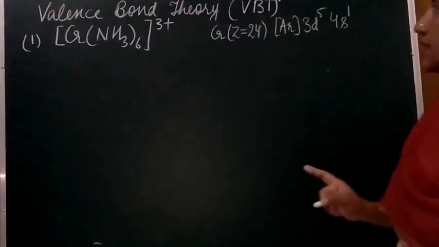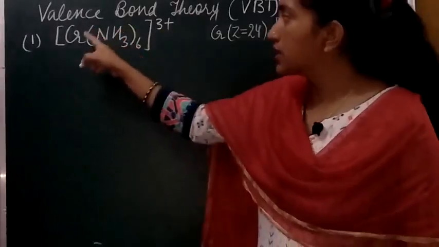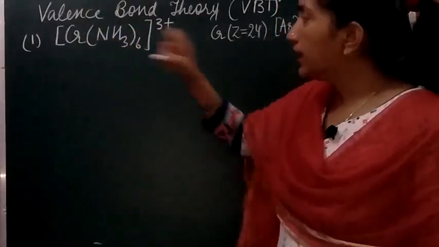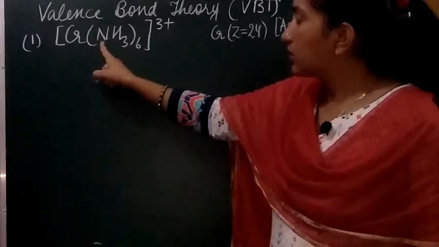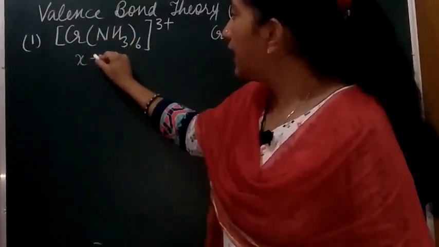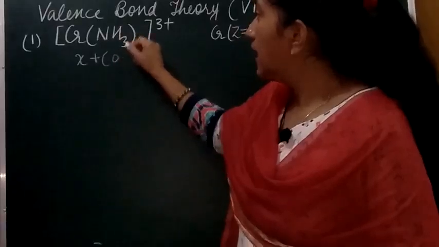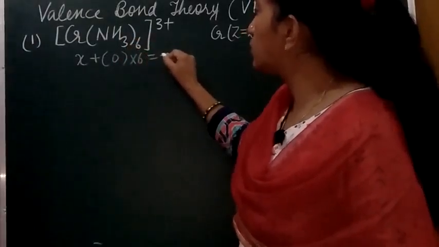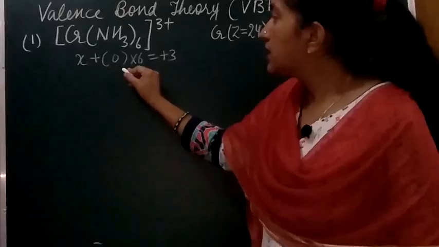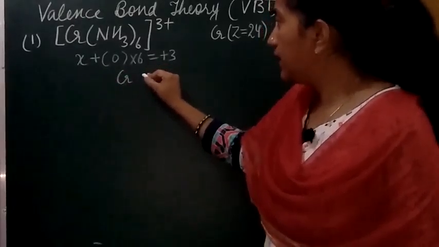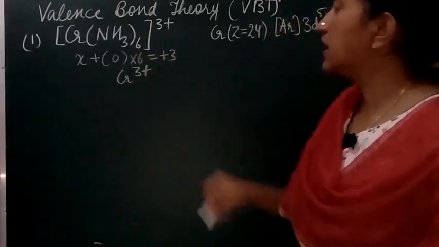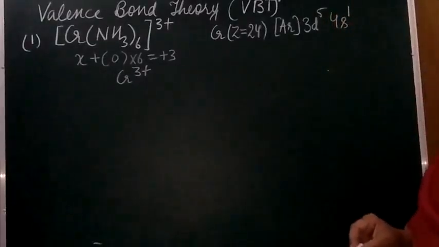Now students, the second step will be to find out the oxidation state of chromium. To find out the oxidation state of chromium, we know that ammonia is a neutral ligand. So students, here you can just do it in rough: chromium is X, ammonia is 0, into 6 equals plus 3. So what are you getting as the oxidation state of the chromium here? It is 3, right? So the oxidation state of chromium will come to be plus 3.